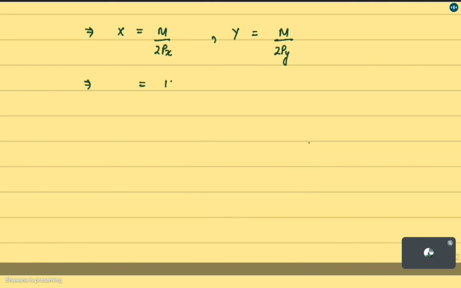So our income is 100. Our price of x is 2. So you'll get 25. Okay, so your x is equal to 25. We'll say this is your x1. And similarly, we can also do this for y. You will get 12.5 here.